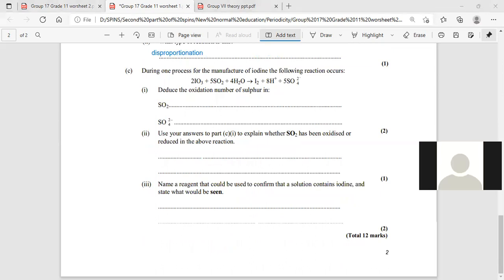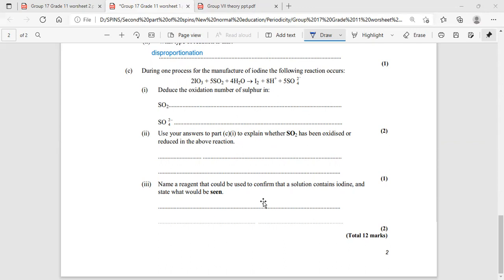Yes, teacher. What is the oxidation state of sulfur in sulfur dioxide? +4. +4, teacher. Yes, correct. Thank you, Natalie.